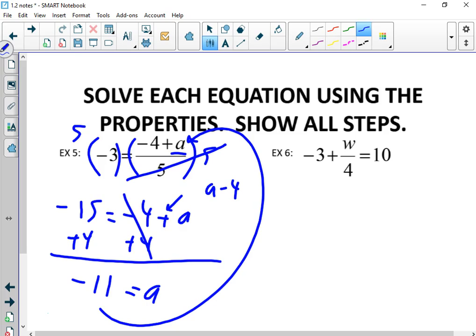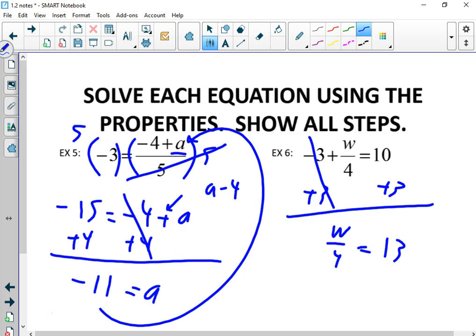In this case, we can go back to what we did before and get rid of the 3 first. You got to pay attention to where that division is. Okay? Since the division is just with the letter, we're good to go. We add 3 on both sides. That gives me W divided by 4 equals 10 plus 3 is 13.